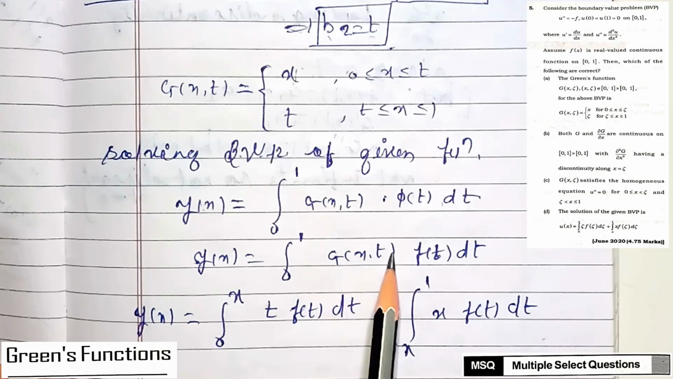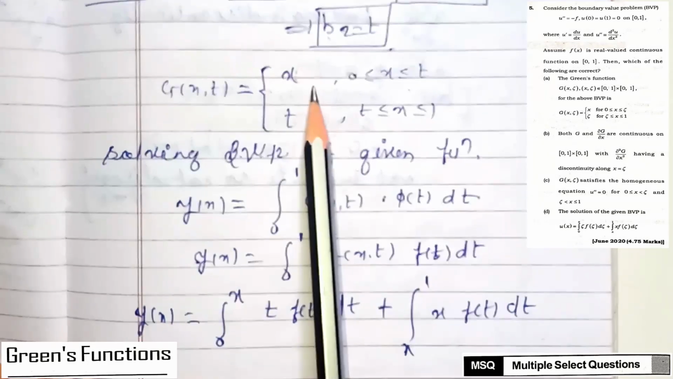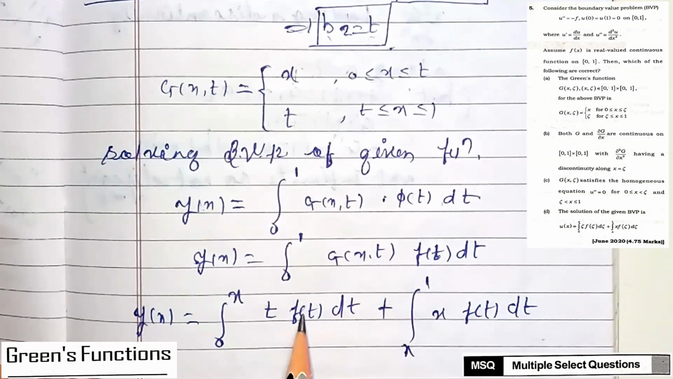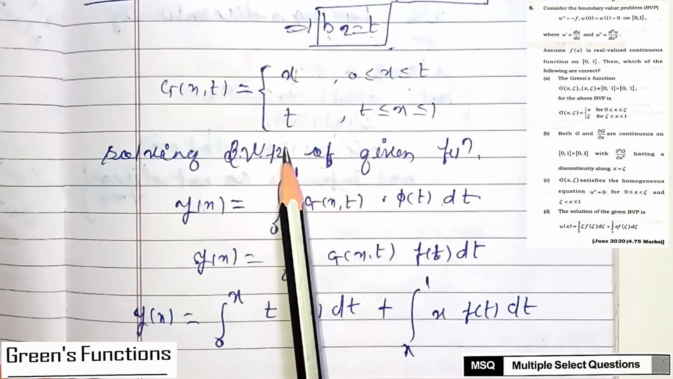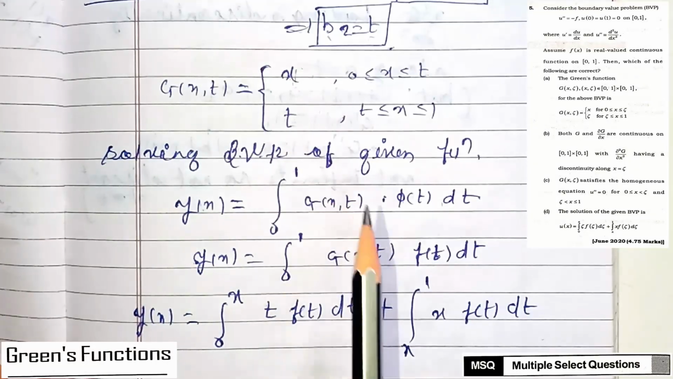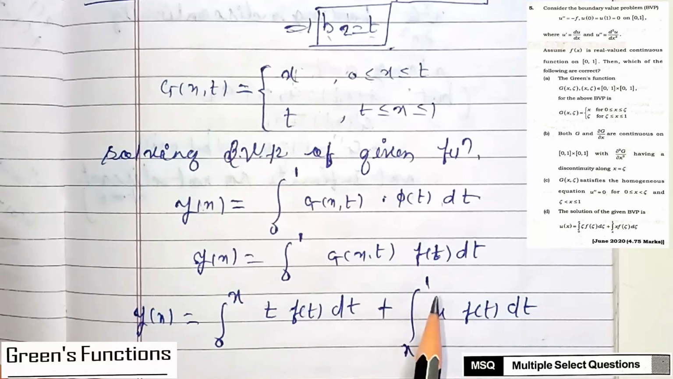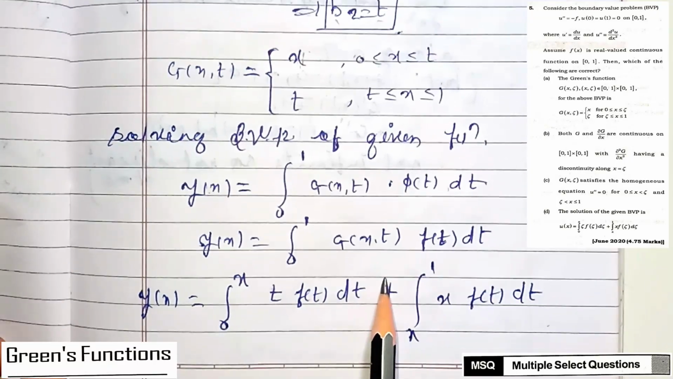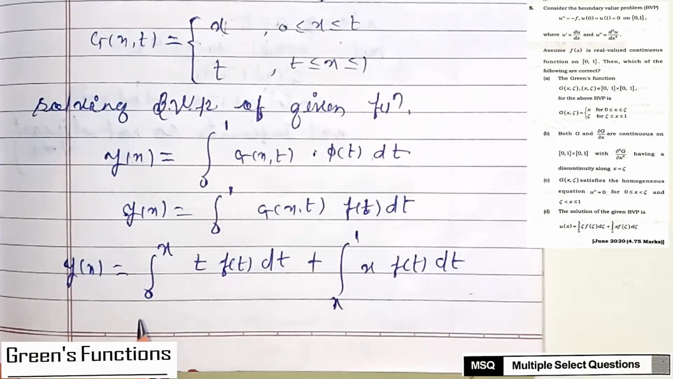So g of x, t f of t, where g of x, t we have here x into f of t dt. So t f of t dt from 0 to x, and x f of t dt from x to 1. Once you get this integral, let's go for finding the solution. So this is the required solution for our Green's function.